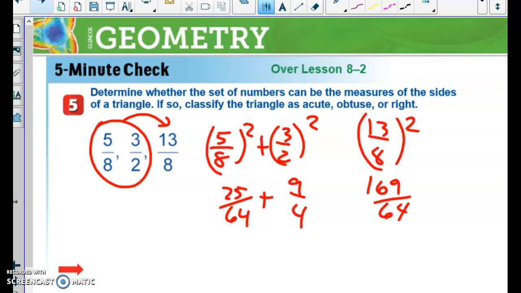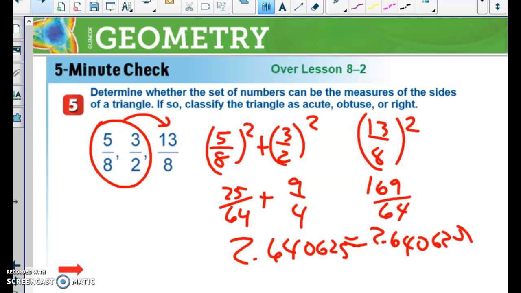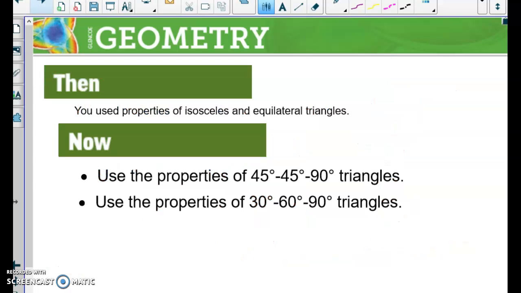And if I add, I'm going to use my calculator here because, my goodness, I don't think I can do these in my head. 25/64 plus 9 divided by 4 gives me 2.640625. 169 divided by 64 gives me 2.640625. I'm going to go with they're equal, and this is a right triangle. All right, so that's a good review over those things.